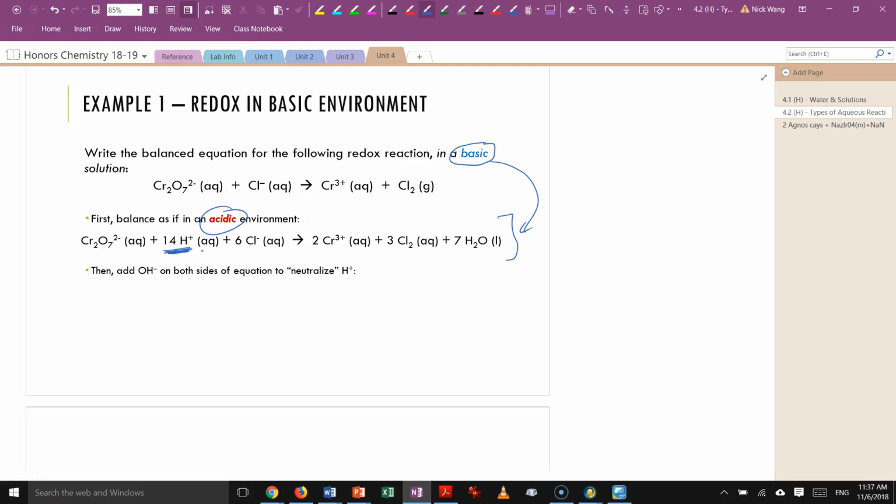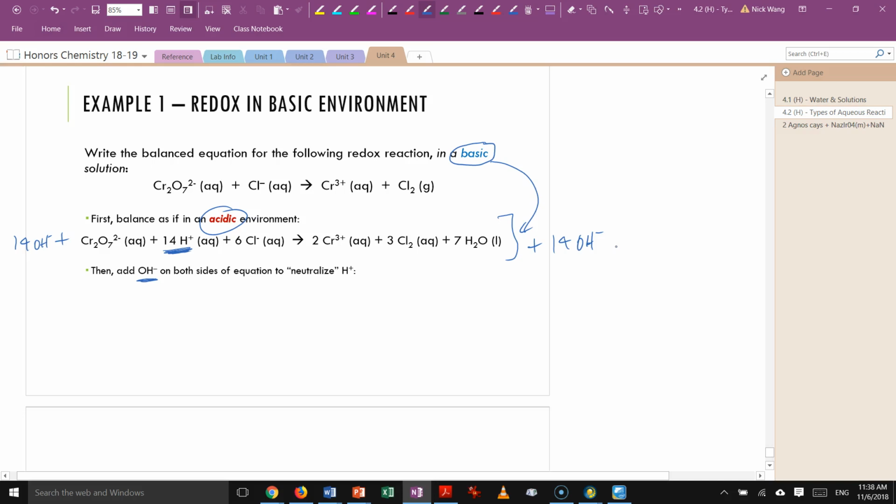So what is that going to look like? I'm going to add enough OH- on both sides to neutralize the H+. I add it to both sides because if you add it to one side, it has to be on the other side too, to make sure the law of conservation of mass is observed. Since we have 14 H+, I'm also going to add 14 OH-, because when you add an OH- it combines with the H+ to make new water, so we want to add enough to completely cancel all of those. And over here, I'm also going to add 14 OH- to balance that out.